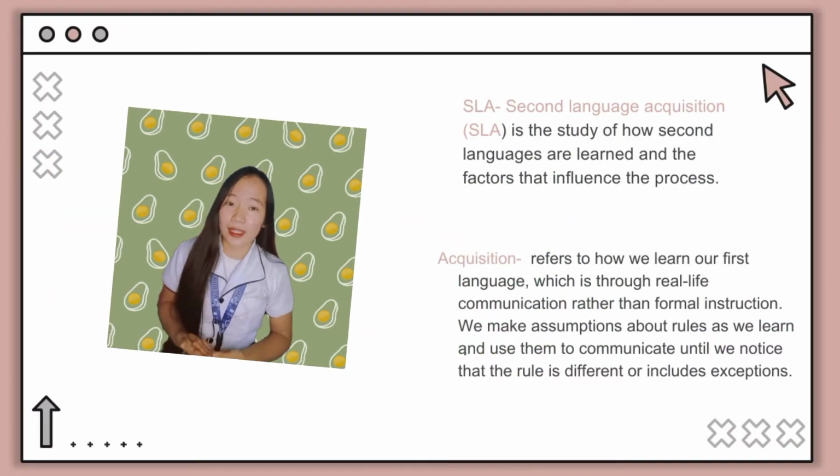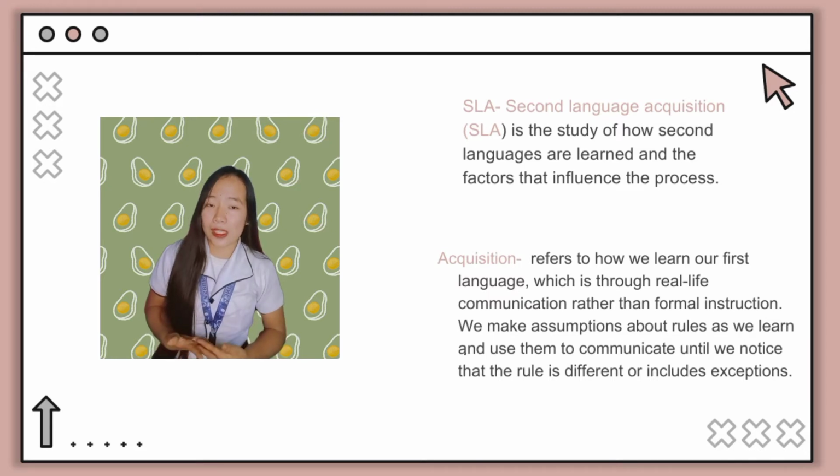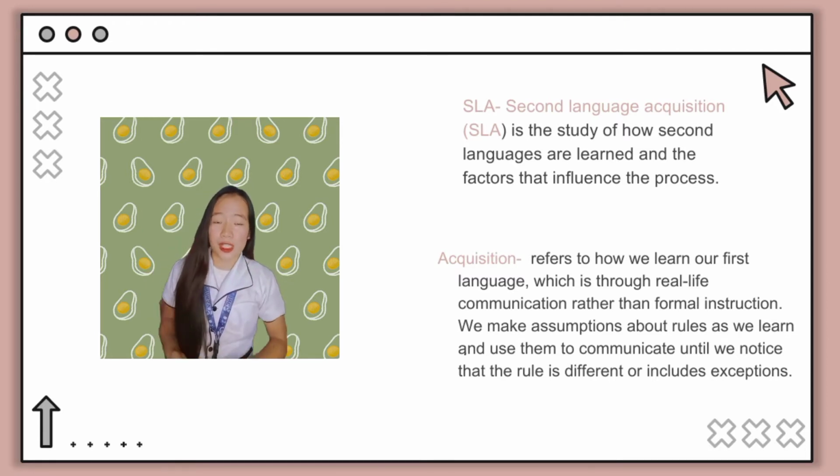SLA, or second language acquisition, is the study of how second languages are learned and the factors that influence the process. When we say acquisition, it refers to how we learn our first language, which is through real-life communication rather than formal instruction. We make assumptions about rules as we learn and use them to communicate until we notice that the rule is different or includes exemptions.